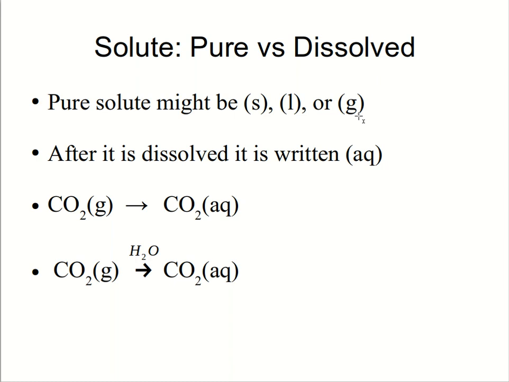Now, after it's dissolved, it's a different situation, because the sodium chloride, the ethanol, or the CO2 are now in water, and we need to indicate that somehow, and that's done by writing aq behind it. So if I write CO2 gaseous goes to CO2 aqueous, that's actually a process. It's sort of between a chemical and a physical process, because this CO2 is not really a phase change. Gaseous to liquid would be a phase change. That is a physical process.